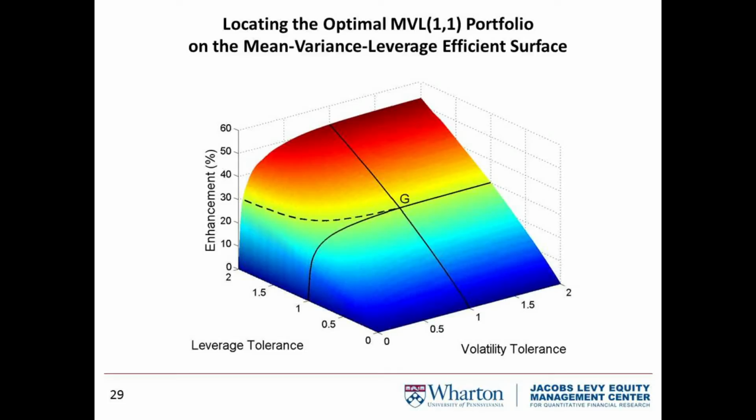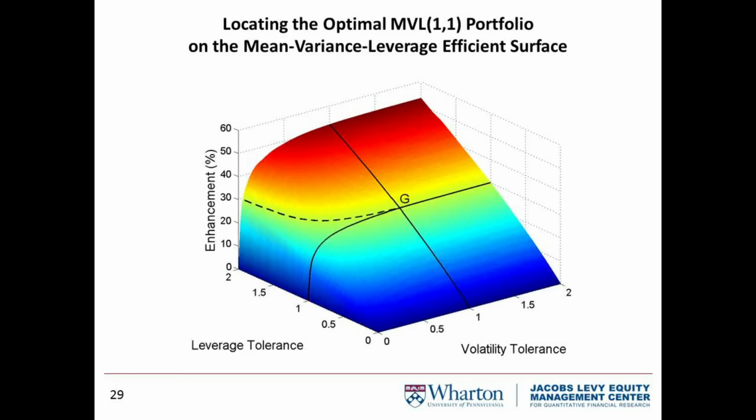Now let's locate an optimal mean variance leverage portfolio for an investor with a volatility tolerance of 1 and a leverage tolerance of 1. What we've done is we've drawn in black lines where volatility tolerance is 1 and leverage tolerance is 1, and you can see they intersect at portfolio capital G. You can also see that there's a dashed line, and that dashed line represents the optimal level of enhancement for portfolio G. And that comes to a 129-29 portfolio. That is, the optimal enhancement is 29%. So out of all the portfolios on the surface, if you're an MVL 1-1 investor, you would want capital G.